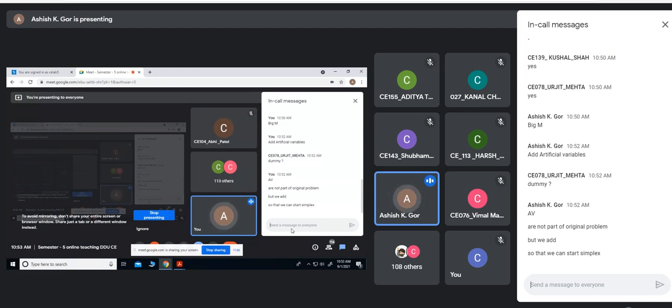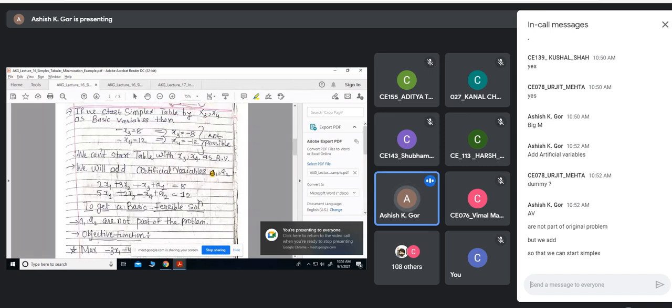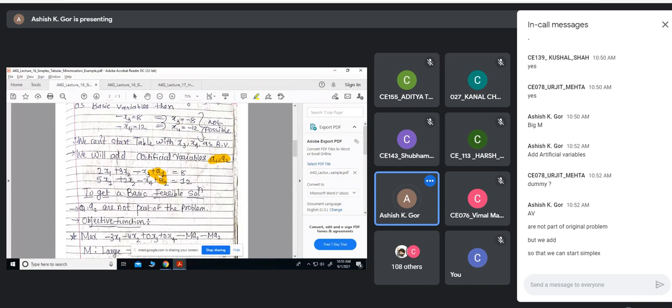Then you will say, won't it create a problem? Don't worry. Just to start the table, we add A1 and A2. So I add some positive A1 and A2, which are called the artificial variables. A1, A2 are not part of the problem, remember. This is just done for getting a first table, that is initialization of the simplex table, the first iteration.